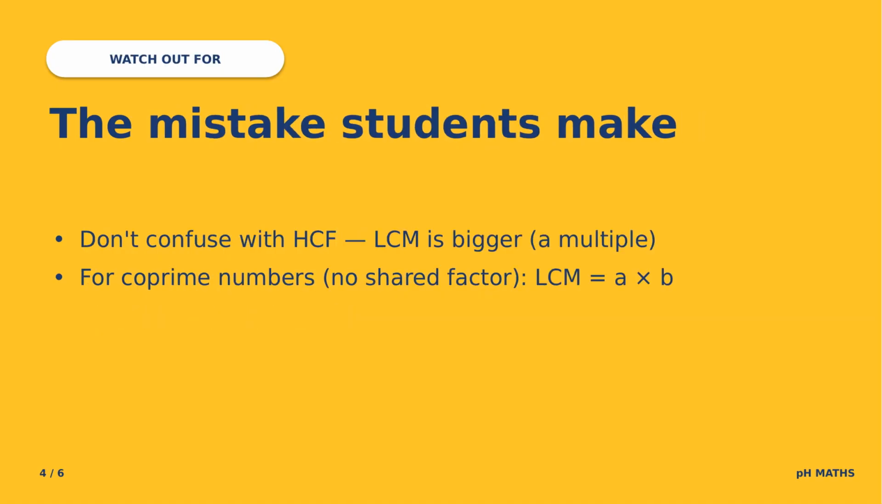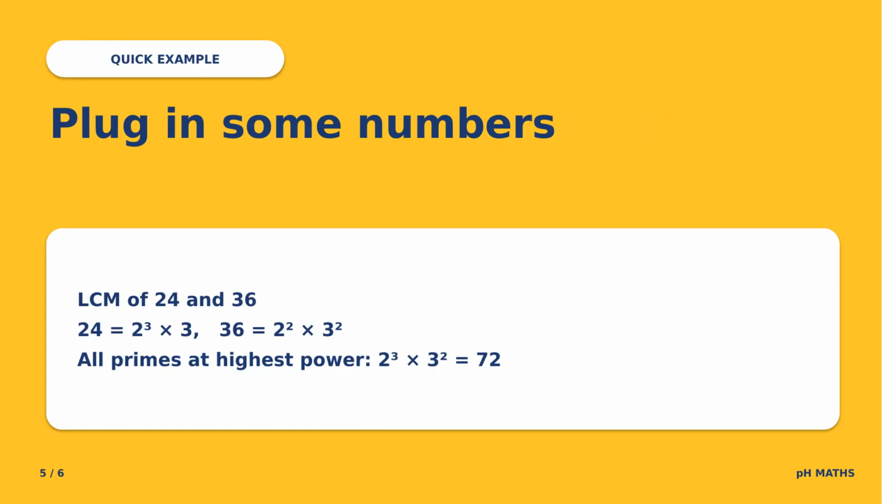Watch out. Don't confuse with highest common factor. Highest common factor is small and a factor. Lowest common multiple is big and a multiple. And here's a fast shortcut for coprime numbers, i.e. numbers with no shared prime factor. For coprime A and B, lowest common multiple equals A times B. So lowest common multiple of 7 and 10 equals 70. Simple. Quick example, the lowest common multiple of 24 and 36.